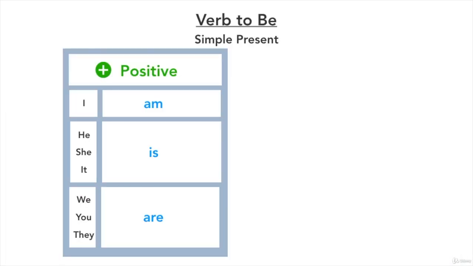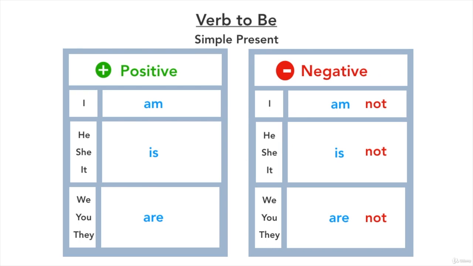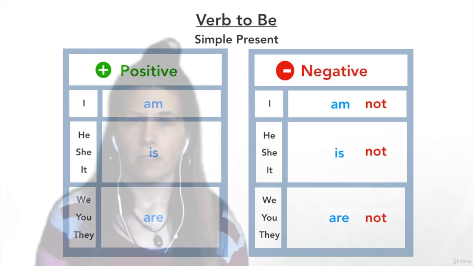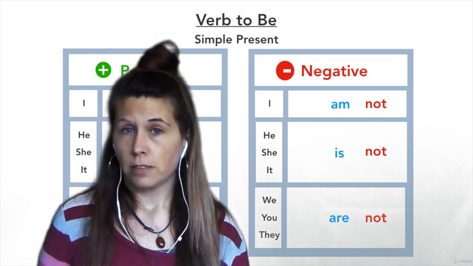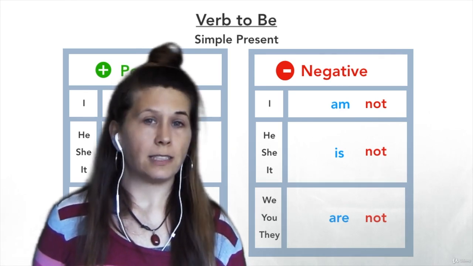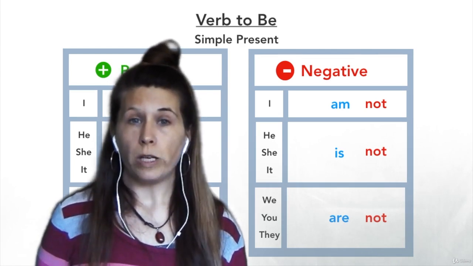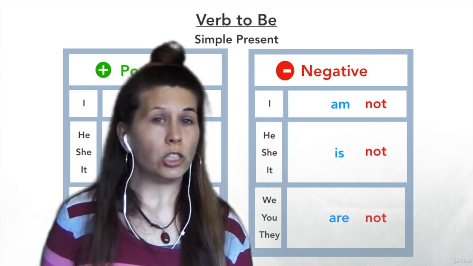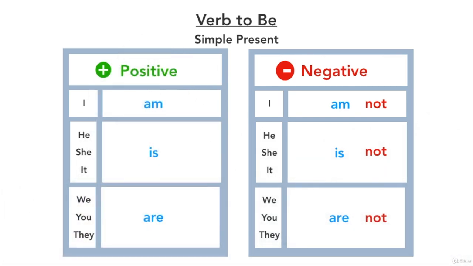To make a negative with the verb to be is easy. Simply put not after the verb to be. So negative, I am not. He is not. She is not. It is not. We are not. You are not. They are not.